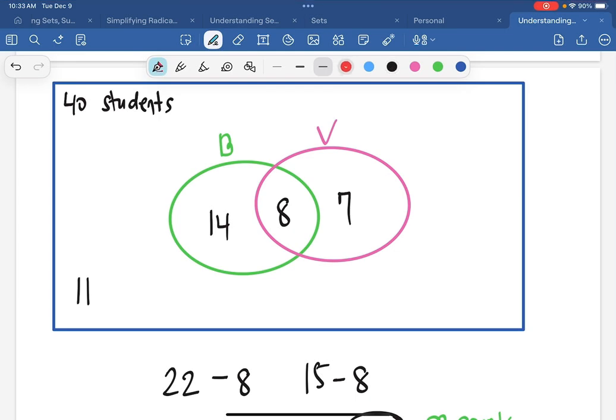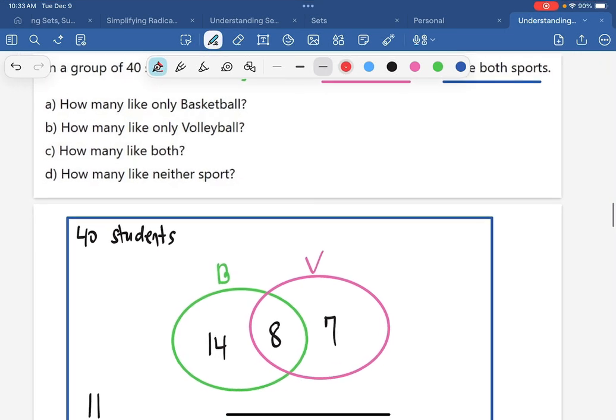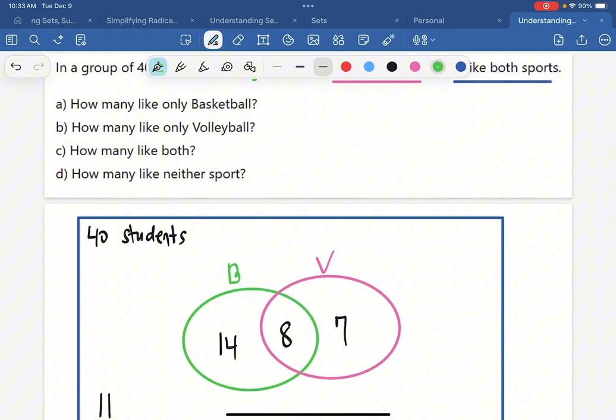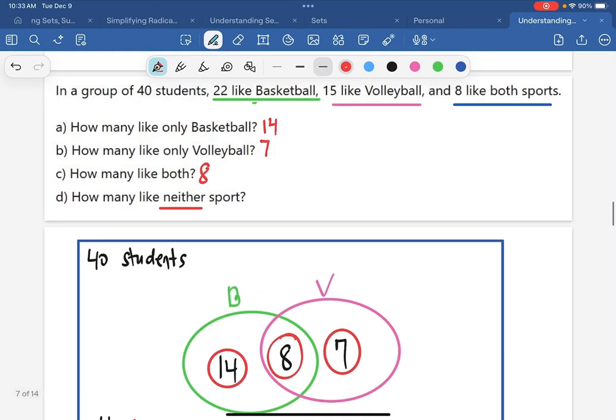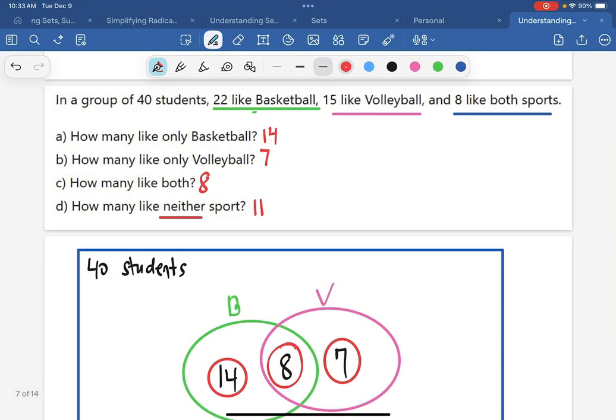So based here on the questions, how many like only basketball? So that means it's just limited to basketball alone. So the answer is 14. For volleyball, we got 7. And how many like both? The good thing for this, the intersection is already given, so you get to have 8. And how many like neither sport? So our complement is 11. That's it for this problem.